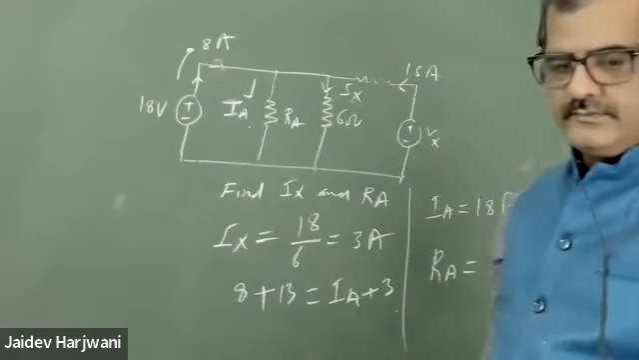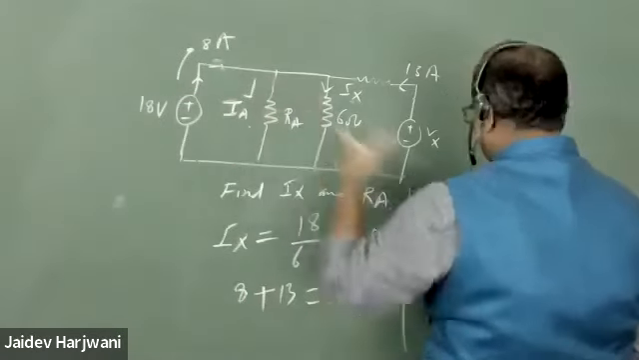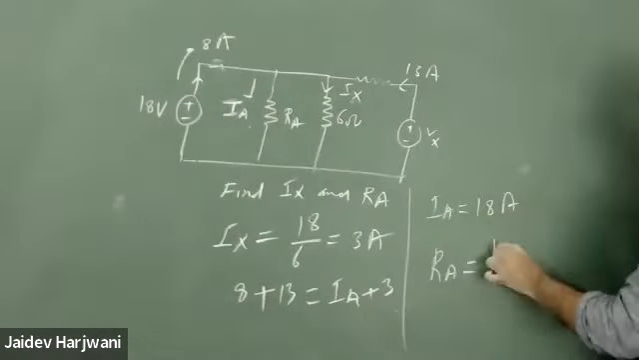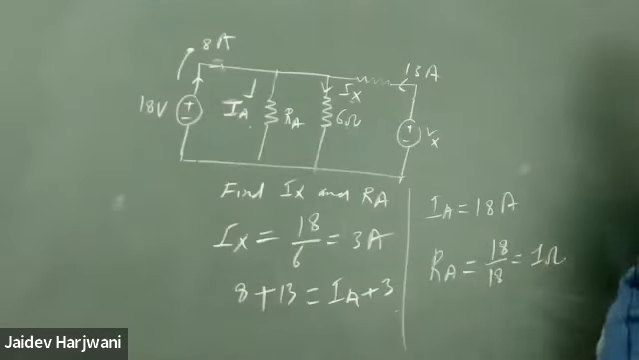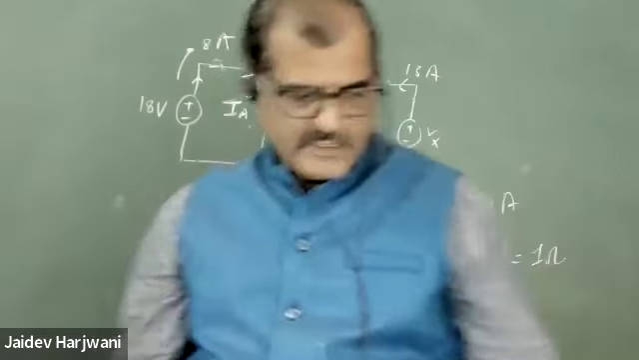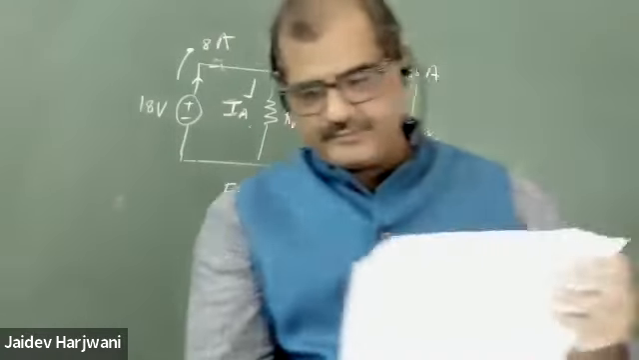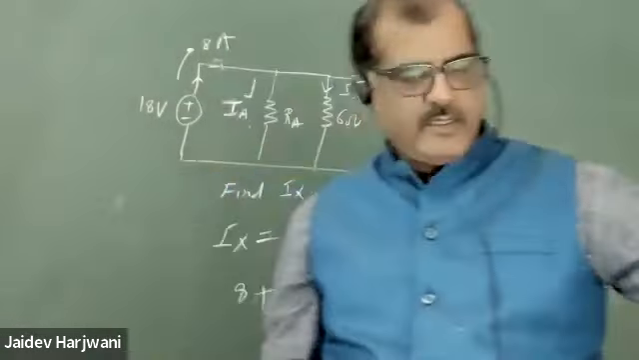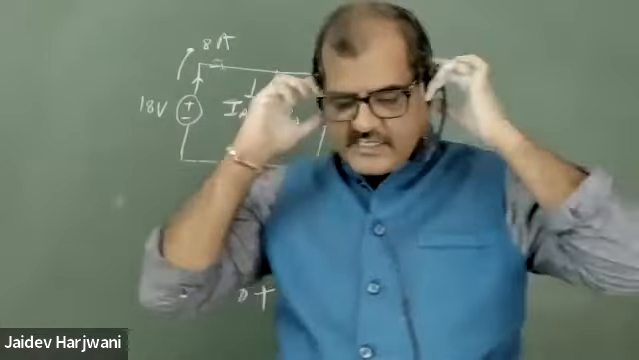Now you can tell me what RA is. 1 ohm, very good. Now you know this voltage is 18 volt, and you know the current is also 18 ampere. So 18 divided by 18, you have a 1 ohm resistance. That's it, I asked just these things. So this was your KCL. Now I'm stopping here, and tomorrow we'll continue with KVL and other techniques one by one.